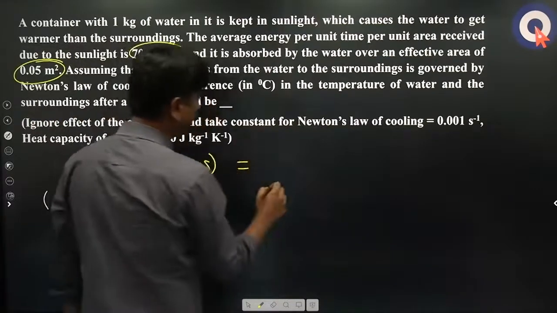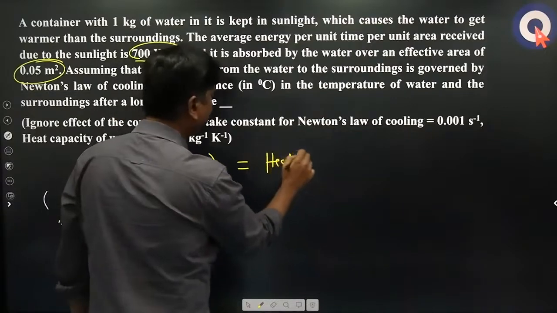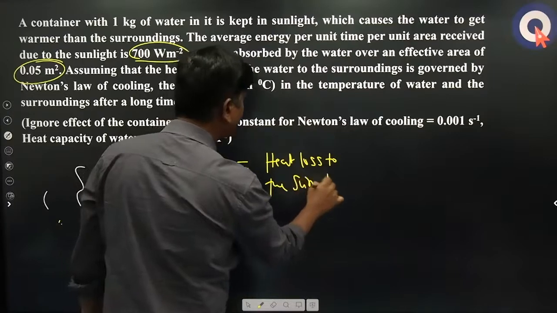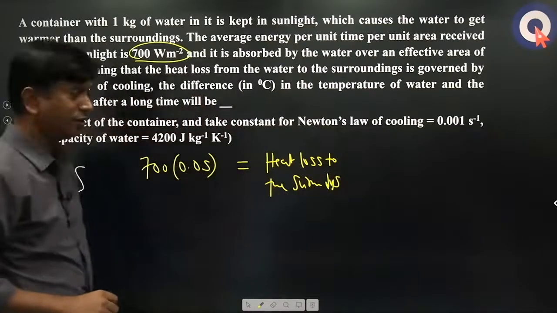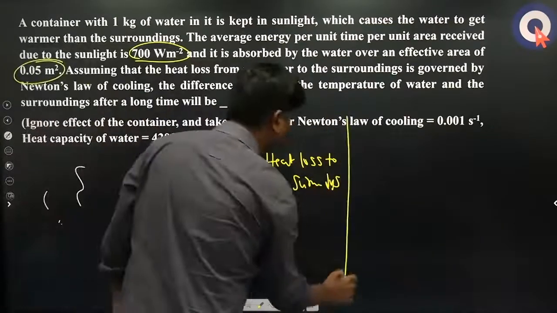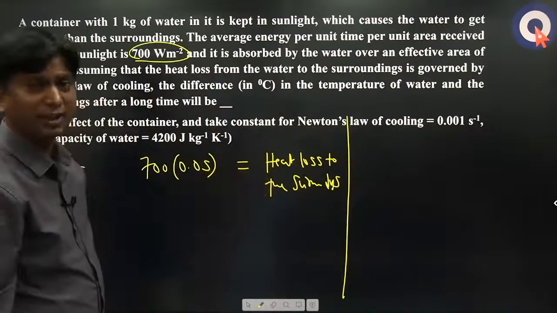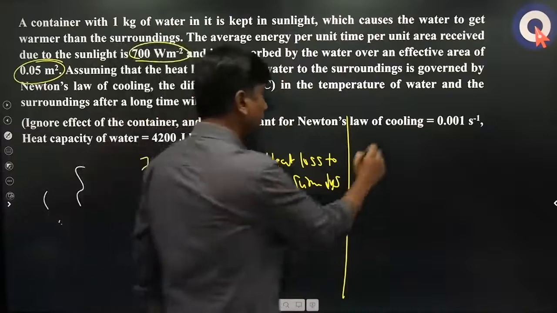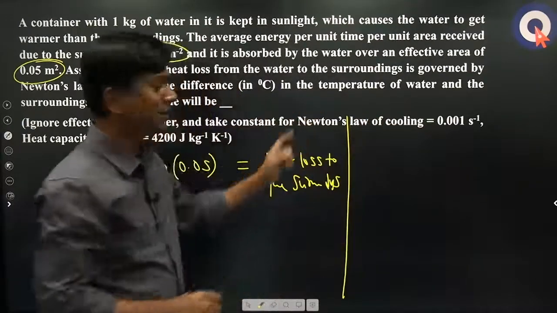and the same heat that it is absorbing is equal to the heat loss to the surroundings, right? So whatever heat it is losing to the surroundings, okay. Now how do you find this heat loss to the surroundings? The heat loss to the surroundings will be governed by Newton's law of cooling.